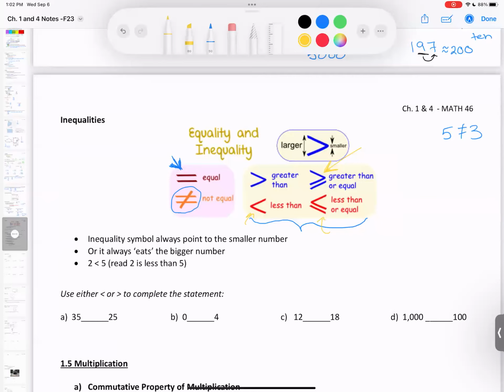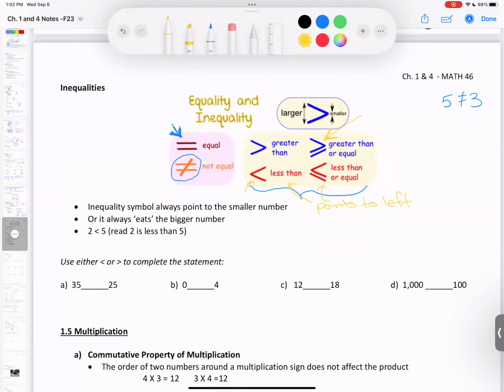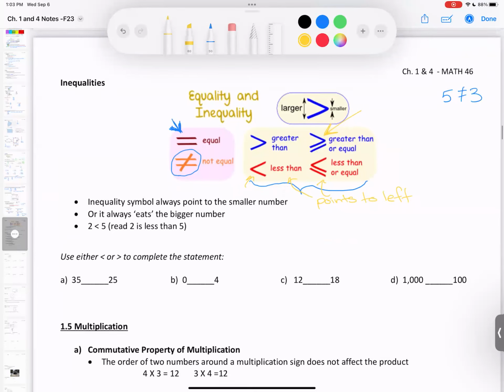The way I remember these is quite boring, but it works for me. Less than starts with an L, and it points to the left. Points to left. So that kind of helps me to read them as words. Points to, oops, I can't talk and write. Points to left.